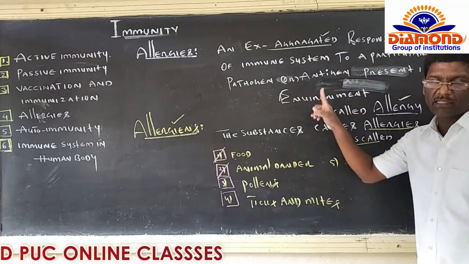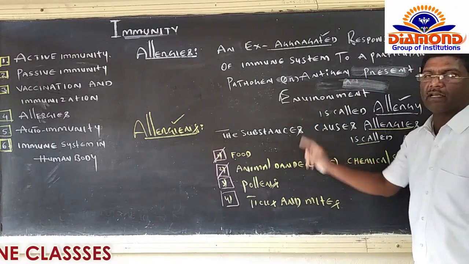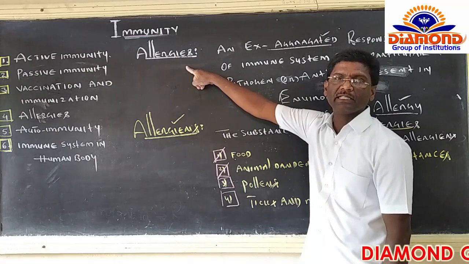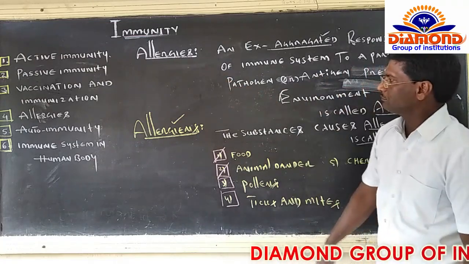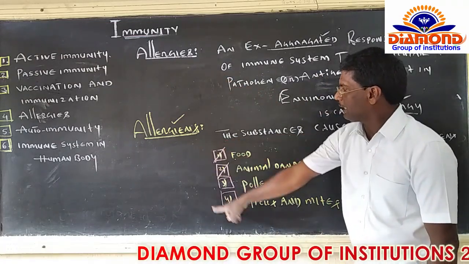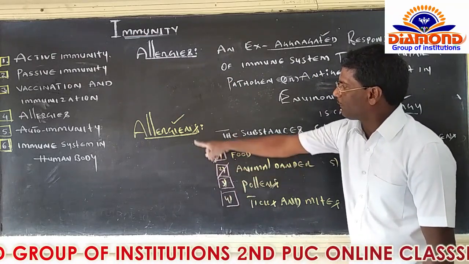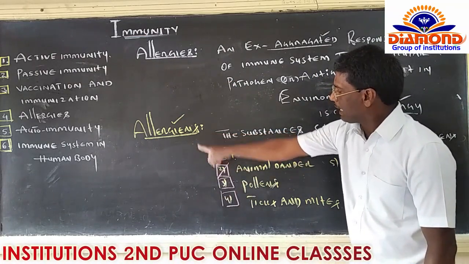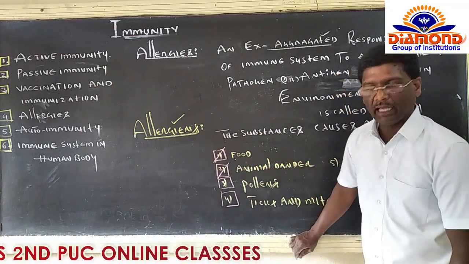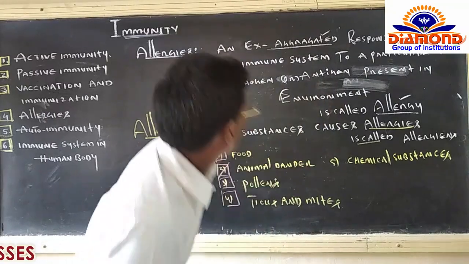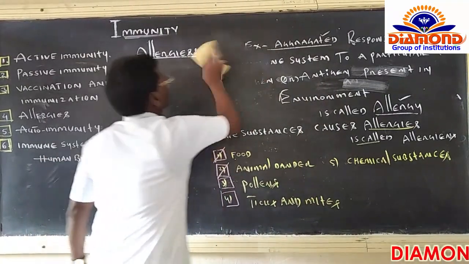Right. From the board examination point of view, this question is very important. Define the term allergy. This question is for 1 mark. Otherwise, write any four allergens. Define the term allergens and write any four examples for allergens. These two are very, very important regarding the board examination point of view.